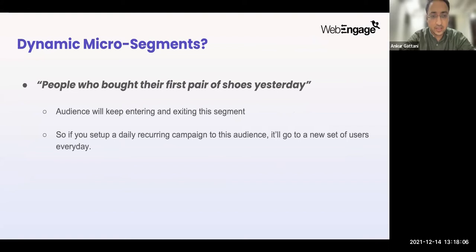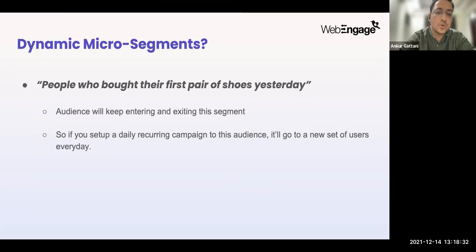Yeah. So that's where the idea of dynamic micro segments comes in. It's very related to the idea of triggers. So if you look at the shoes example, the dynamic micro segment would probably mean the first pair of shoes was bought yesterday. So what happens with dynamic micro segments is people who enter the segment today will leave the segment tomorrow. So there's always going to be a new audience a part of here, right? So this is a trigger, and you set up a daily recurring campaign.